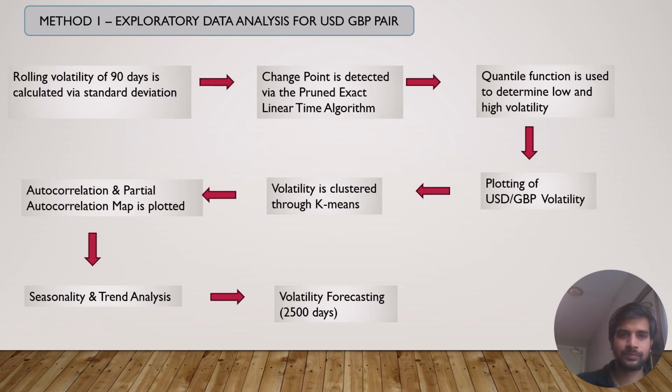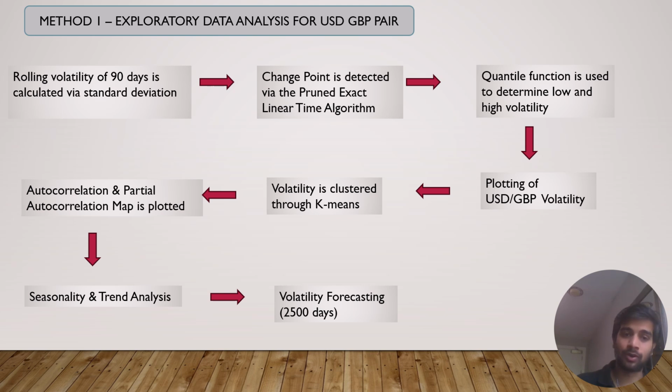Moving to the next. So here is method 1. In exploratory data analysis, we find the standard deviation through rolling volatility over a 90 day period. Then with the PELT algorithm, we are going to find the change points, like what are the periods of high volatility and what are the periods of low volatility, and this is examined through the quantile function. Then we plot the USD-GBP volatility, and also cluster the volatility with k-means into high volatility, medium volatility, and low volatility.